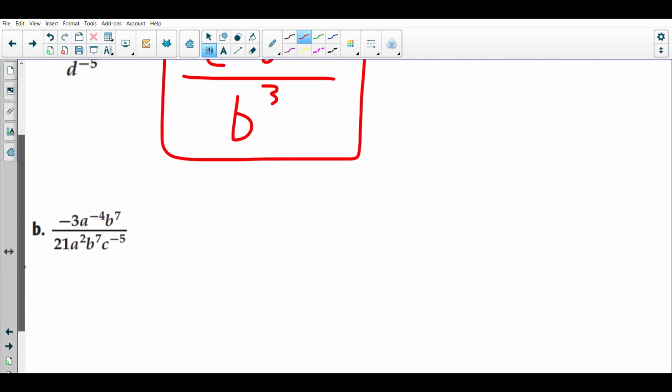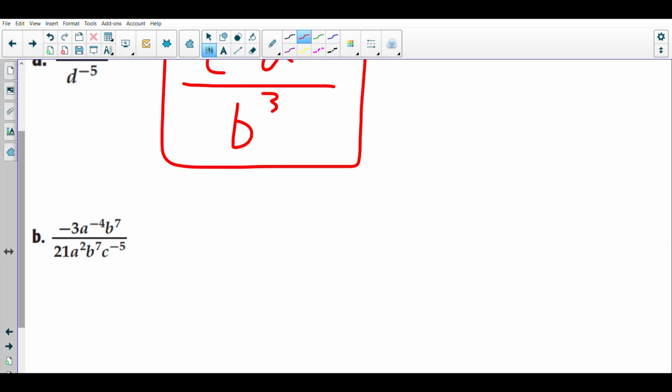A couple more, actually. Negative 3a to the negative fourth, b to the seventh, over 21 a squared, b to the seventh, c to the negative fifth. So right away, we can see negative 3 over 21. Negative 3 over 21, we get negative 1 over 7. And then remember, anytime you subtract things, they go to the top. So we have a to the negative fourth over a to the second. So it's a to the negative 6, negative 4 minus 2.